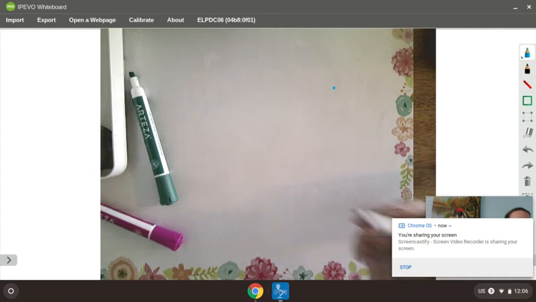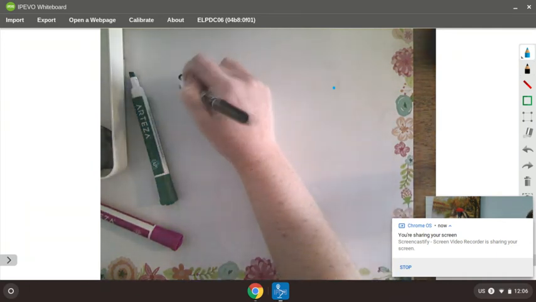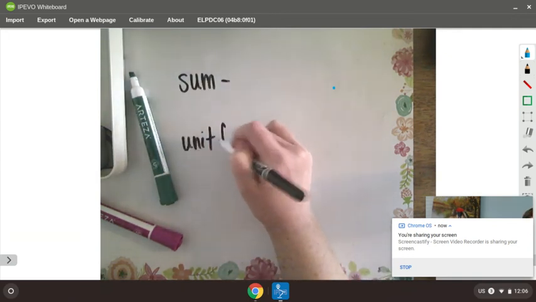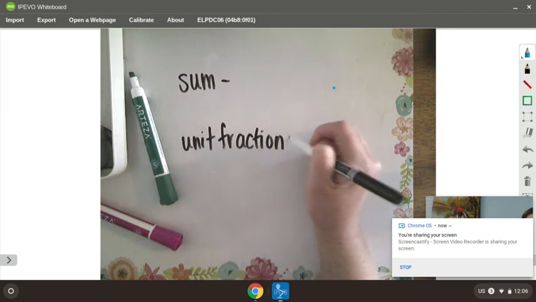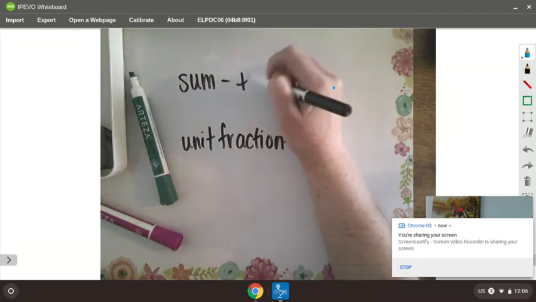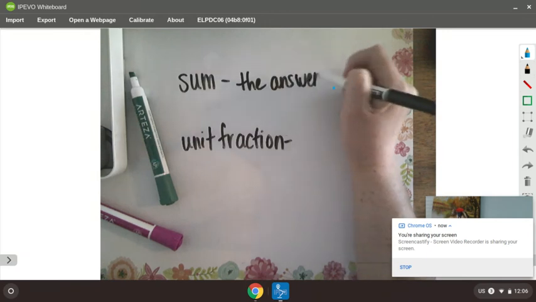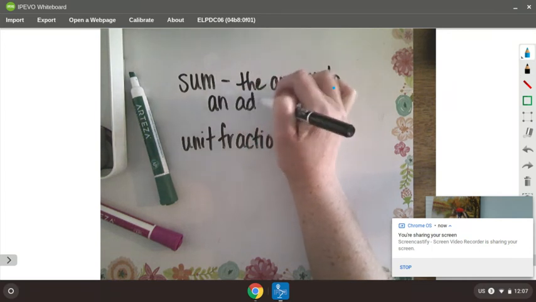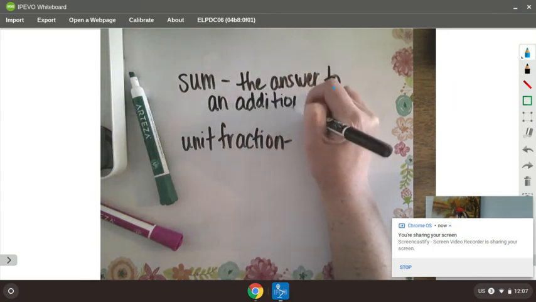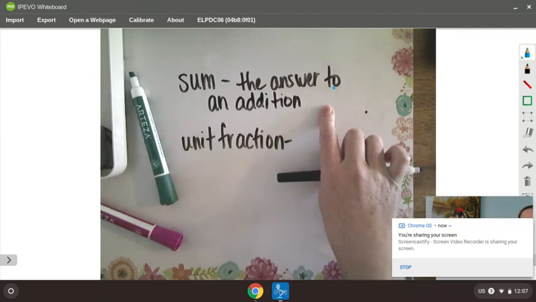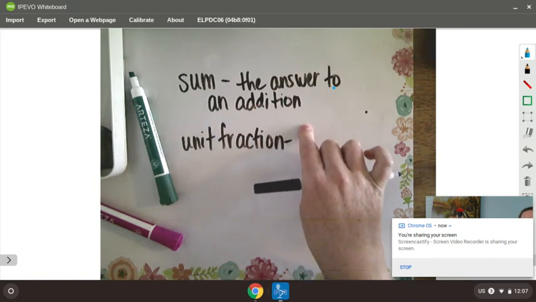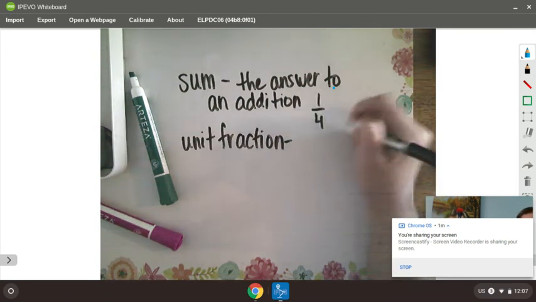So, today during our Hangout, we talked about two different things. We talked about what a sum is, and we talked about what a unit fraction is. A sum is the answer to an addition problem. Up until this point we were doing whole numbers, but now we're doing fractions. So today we're going to work with the sum of different fractions, the answer to an addition sentence using fractions. I'm going to show you an example.